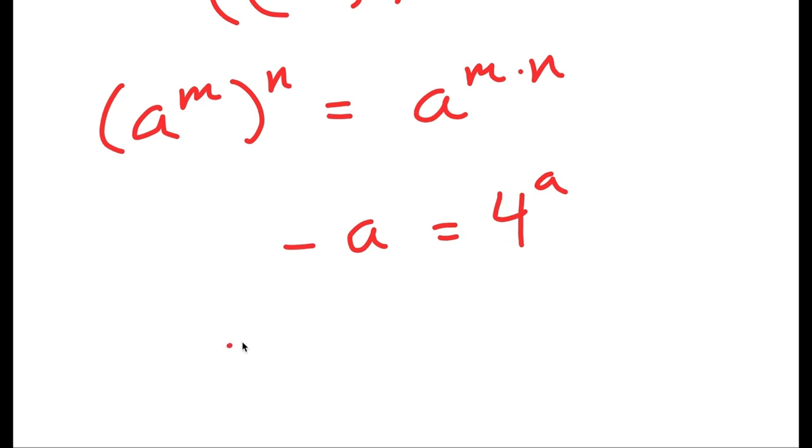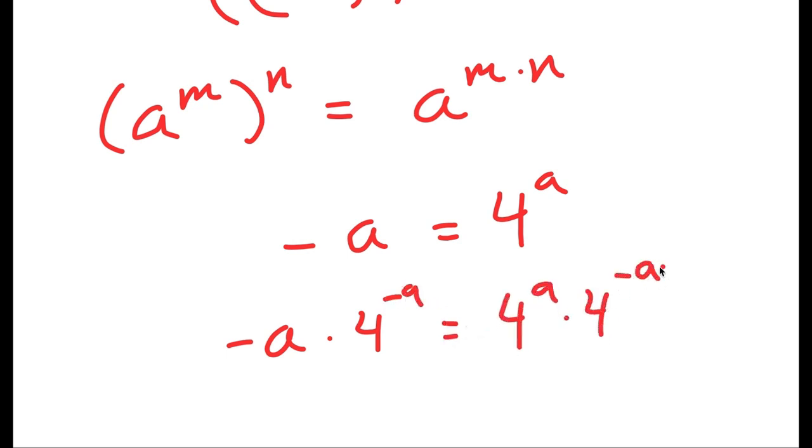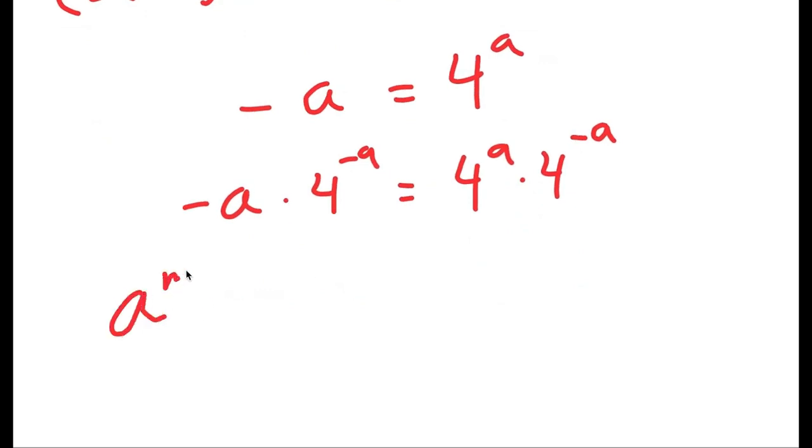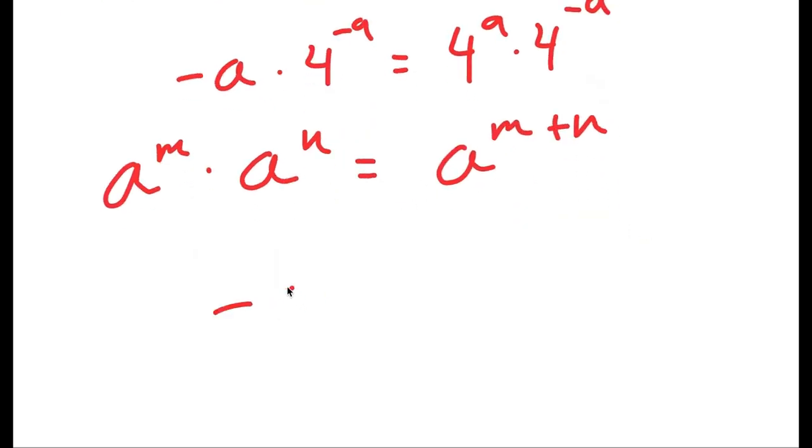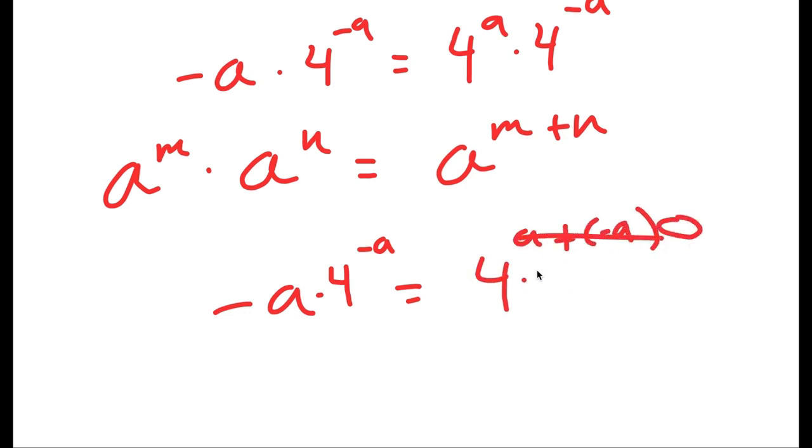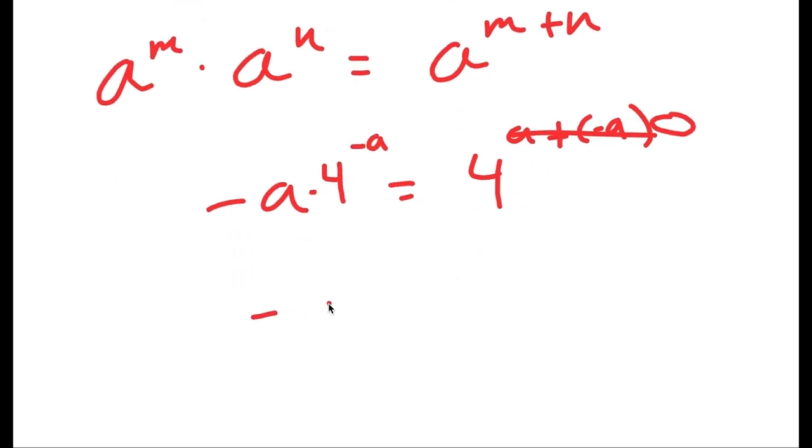Now from here, I'm going to multiply both sides by 4 to the power of negative a. And if I have something in the form a to the power of m times a to the power of n, this is equal to a to the power of m plus n. So in this case, I have negative a times 4 to the power of negative a is equal to 4 to the power of a plus negative a, which is 0. And any number to the power of 0 is 1. So I get negative a times 4 to the power of negative a is equal to 1.